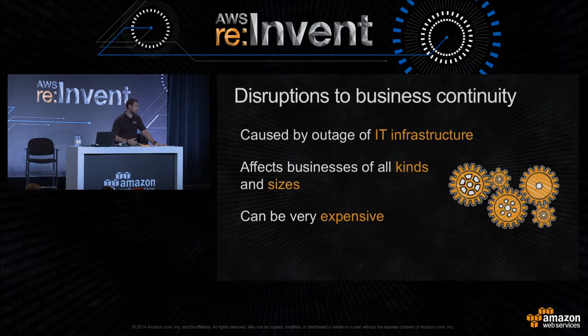So not just large enterprises, service providers, also small businesses. Let's say a small file server in a closet somewhere goes down, in a real estate office, for example. That does disrupt business continuity. Also, disruptions can be very costly, right? If your main IT systems are down, your staff aren't working, you're losing data, that's going to cost you dollars.